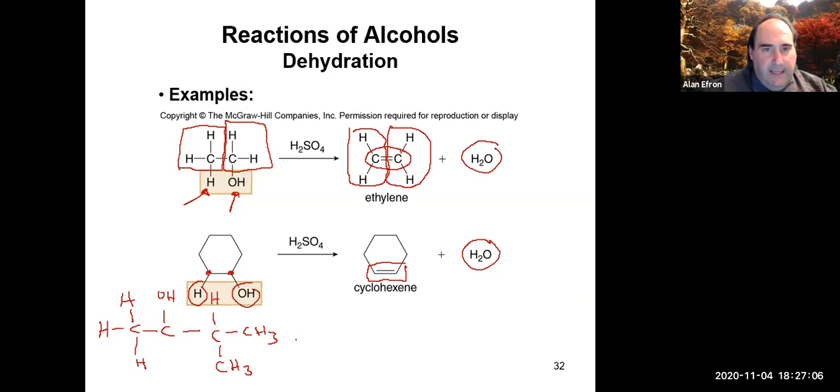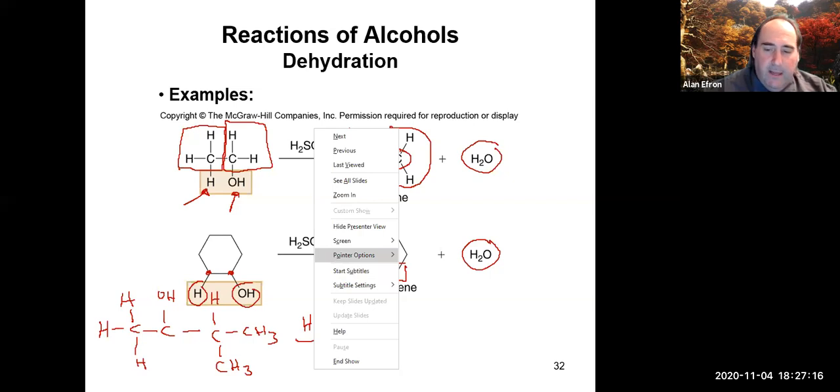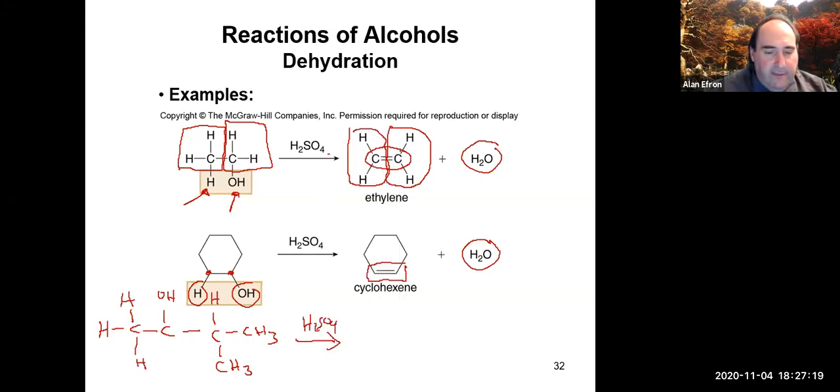So let's say we had this guy and we want to do a dehydration of it. Really the sulfuric acid is not going to do anything other than act as a catalyst. Now, we're definitely going to remove the OH. But then we have some options. We can perhaps remove the H over here, or we can remove the H that's over here. Depending on which one you remove, will give you two different products. So I'm going to call this number one, and we'll call this guy number two.